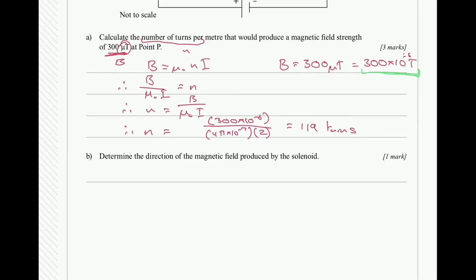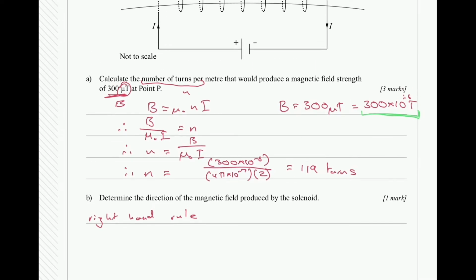All right, part B: determine the direction of the magnetic field produced by the solenoid. This is where we're going to use our right hand rule, so horrible handwriting, and be prepared for a horrible drawing for my explanation.